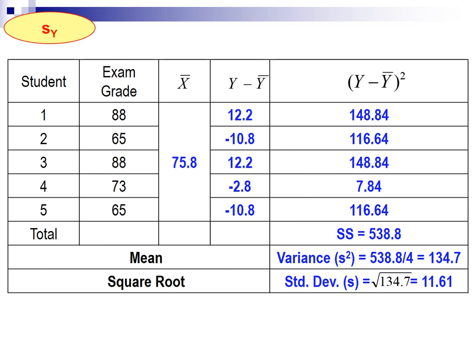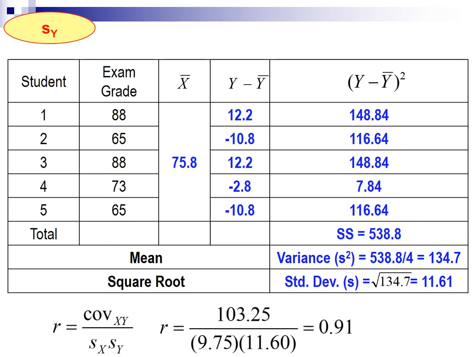Now we have both the numerator and the denominator. We can compute the correlation coefficient. It is 103.25 divided by 9.75 multiplied by 11.60. It is 0.91. Therefore, our study time and exam grade are positively related to each other.